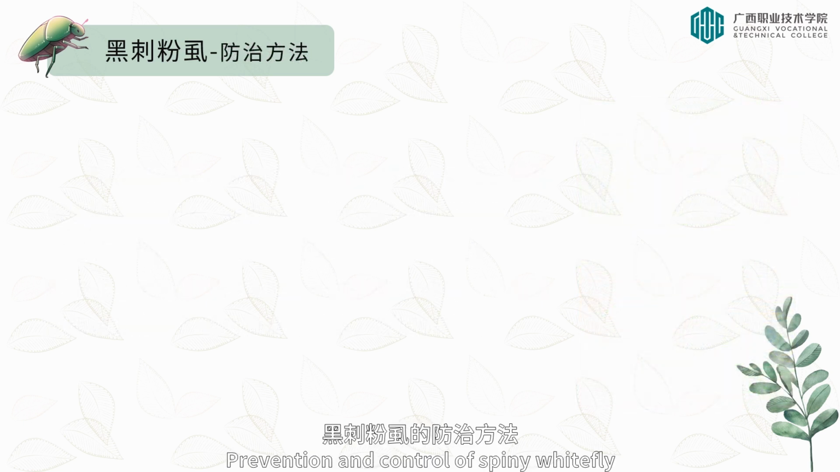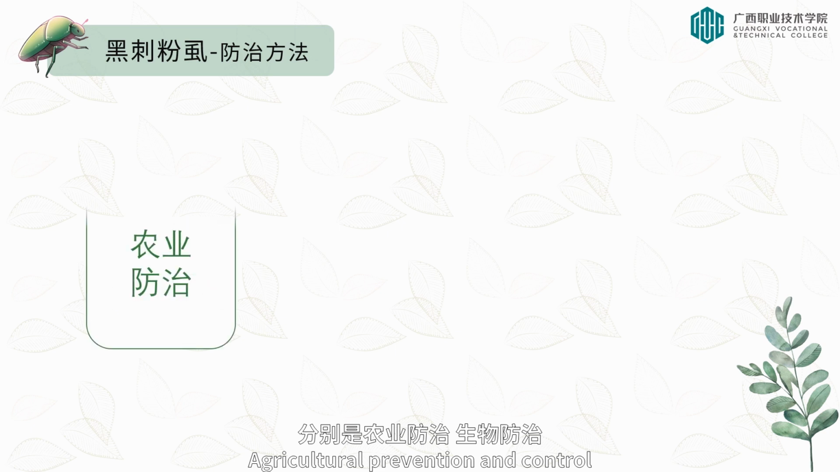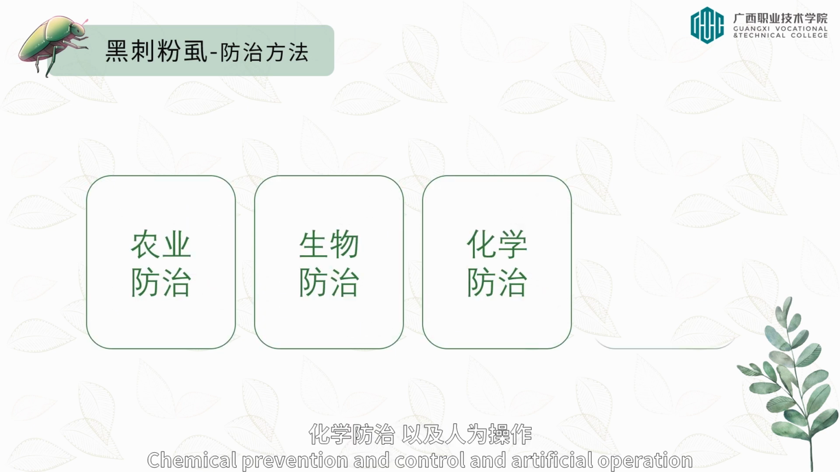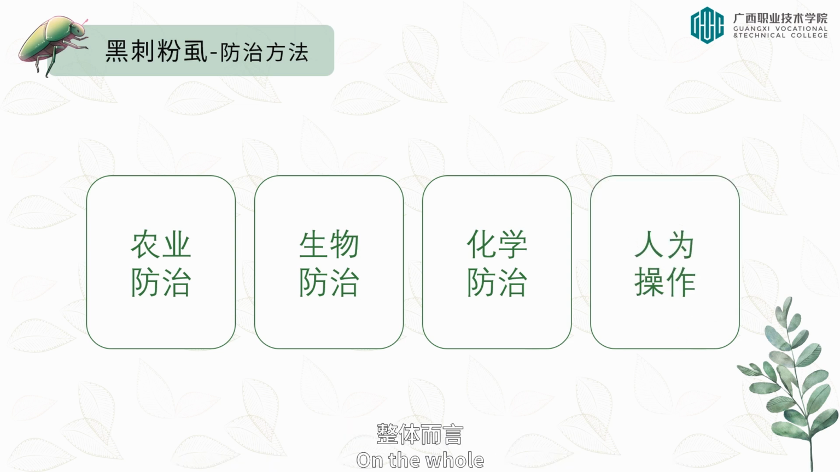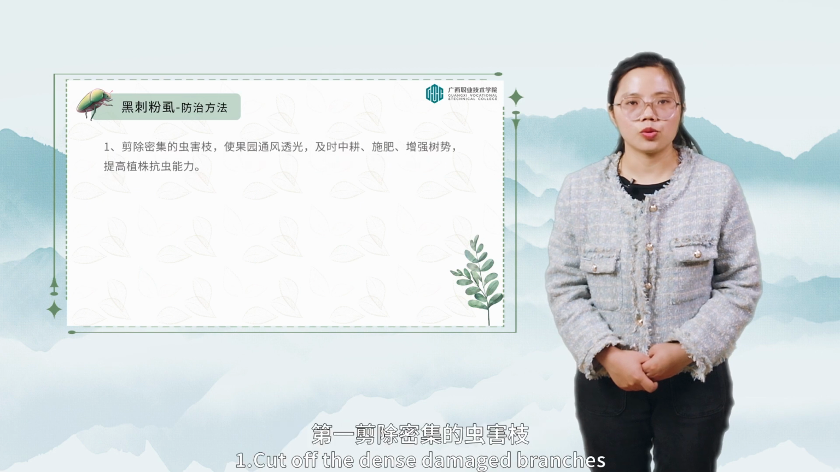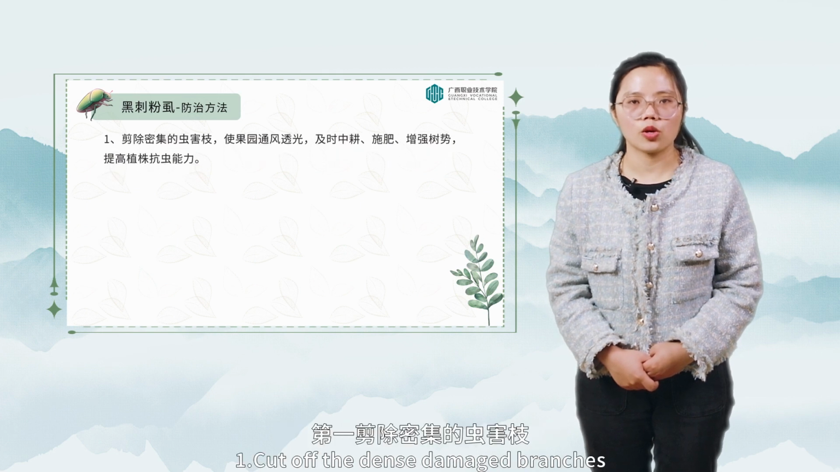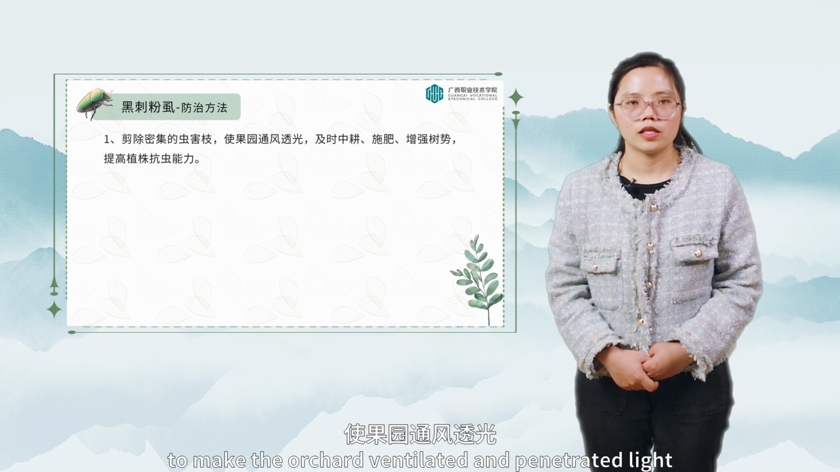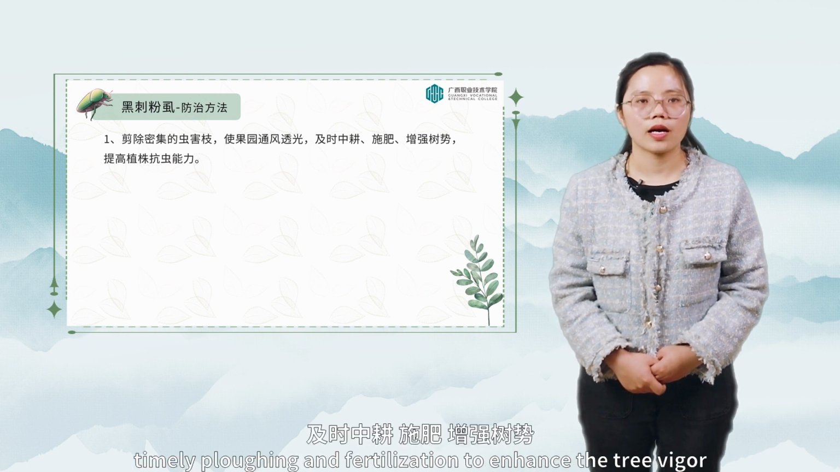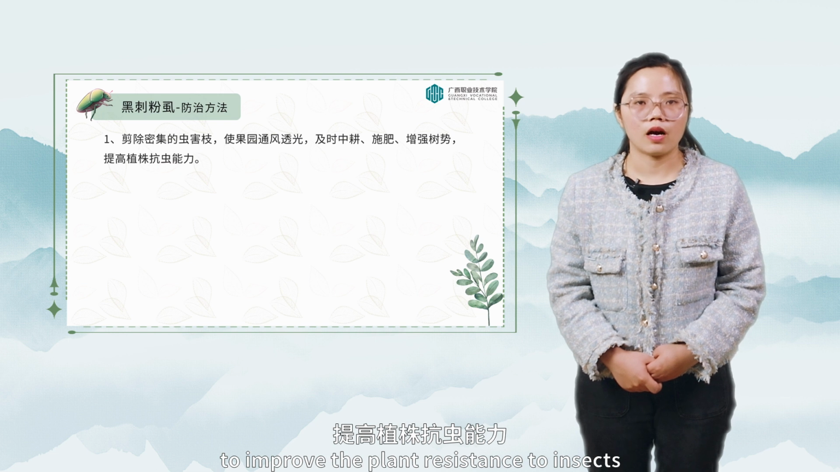Prevention and control of spiny whitefly: agricultural prevention and control, biological prevention and control, chemical prevention and control, and artificial operation. On the whole, the control methods are mainly reflected in the following 4 points. 1. Cut off the dense damaged branches to make the orchard ventilated and penetrated by light. Timely plowing and fertilization to enhance the tree vigor, to improve the plant resistance to insects. 2.